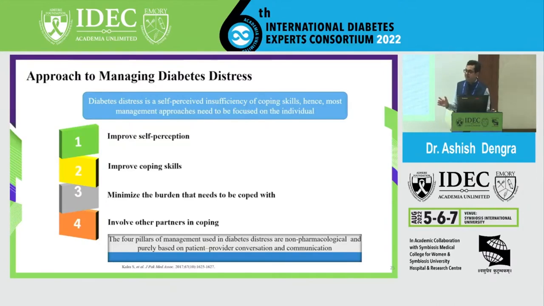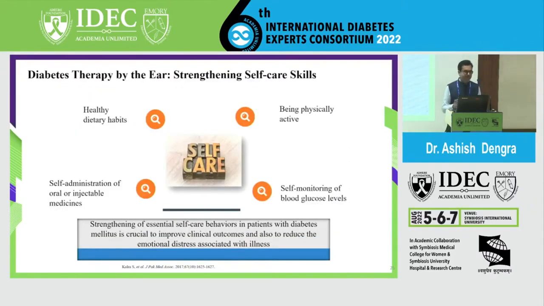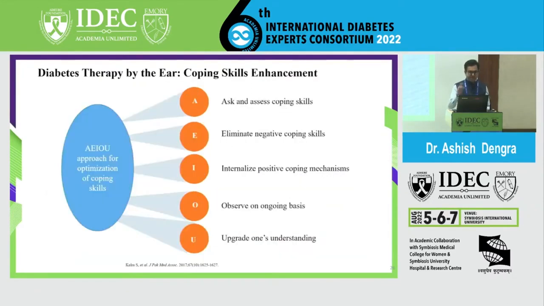So my dear friends, the family support is very important to overcome the diabetes distress. So it is a self-perceived insufficiency of coping skills, hence most management approaches need to be focused on the individual. So diabetes distress is very important to diagnose and to treat. It is very important to train the patient for self-care, for healthy dietary habits, exercise habits, self-monitoring of glucose, and if he is on injectable therapy or oral therapy, they have to take care of it on their own. So self-care is very important.